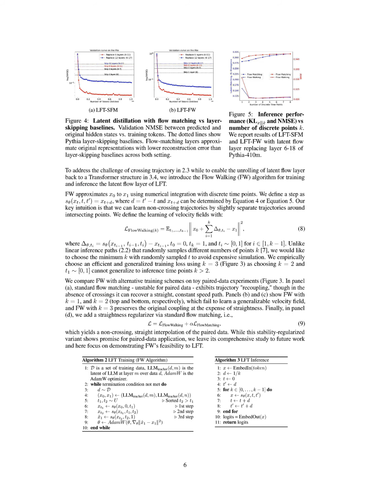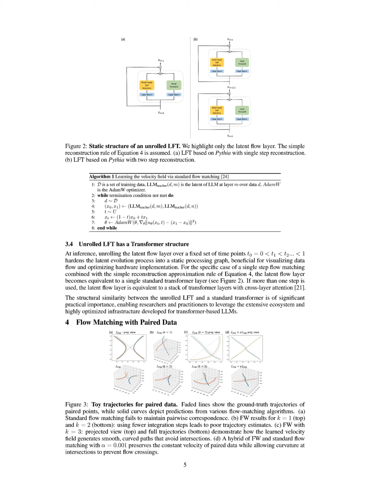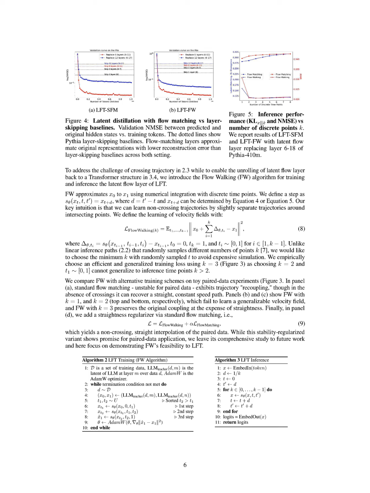The flow walking FW algorithm operates by approximating the transport of latent states from an initial position to a target position using numerical integration across discrete time points. For instance, consider a scenario where we need to transport a latent state from layer 6 to layer 12 in the Latent Flow Transformer, LFT. The FW algorithm would define a series of discrete steps, where at each step, it slightly adjusts the trajectory to avoid crossing paths that could lead to flow misalignment.